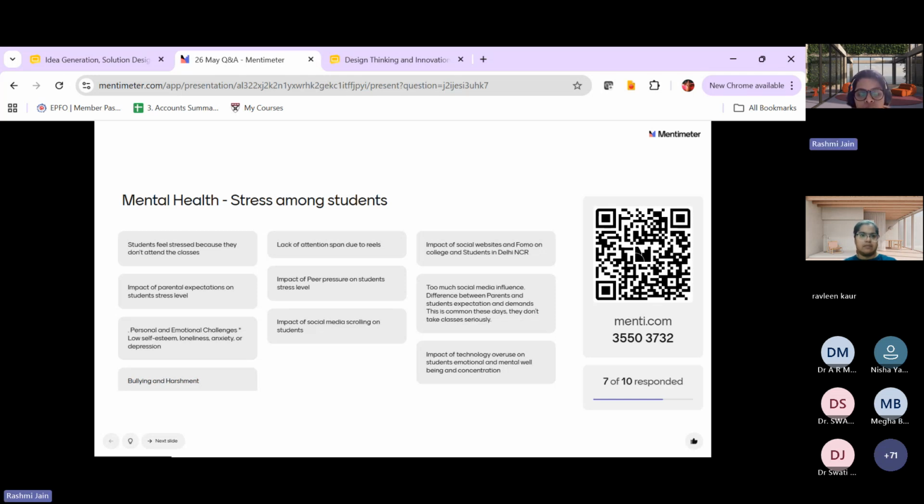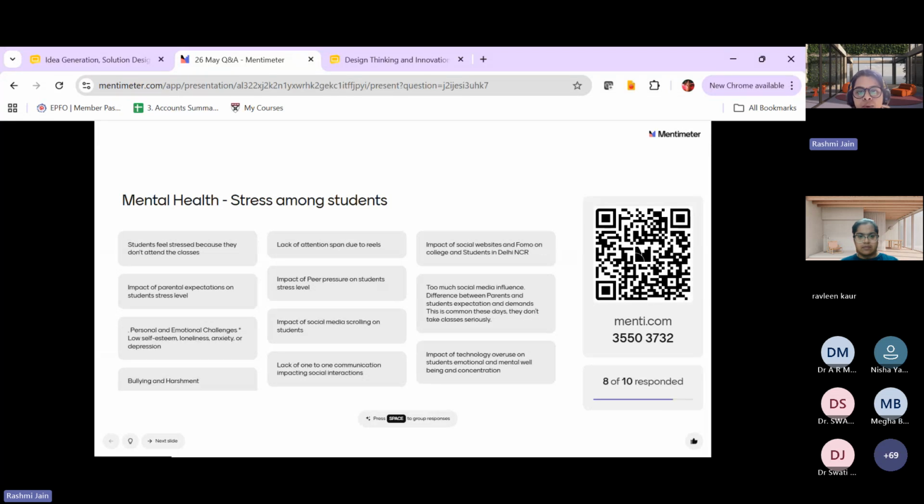Bullying and harassment. So you have identified the right point here. But I would have requested that you frame it well, because my objective is to take you to a path wherein you're able to frame your research problem well. So I'll pick up two, three pointers from your statements. One is impact of social websites and FOMO on college students in Delhi NCR. That's one of the good ways.